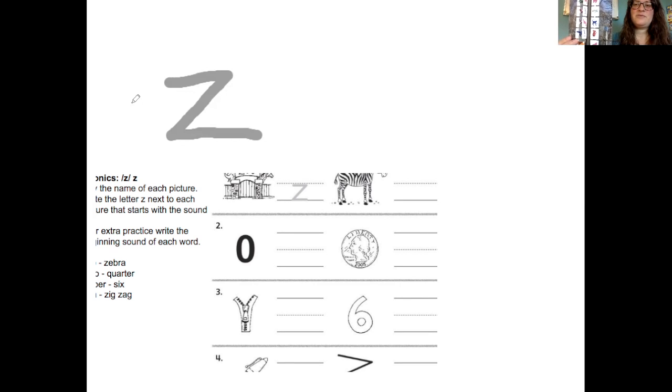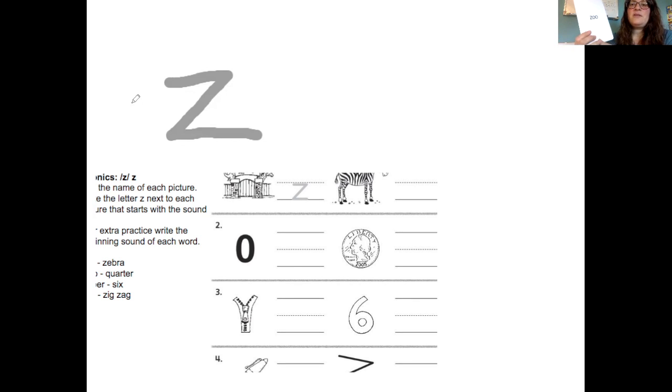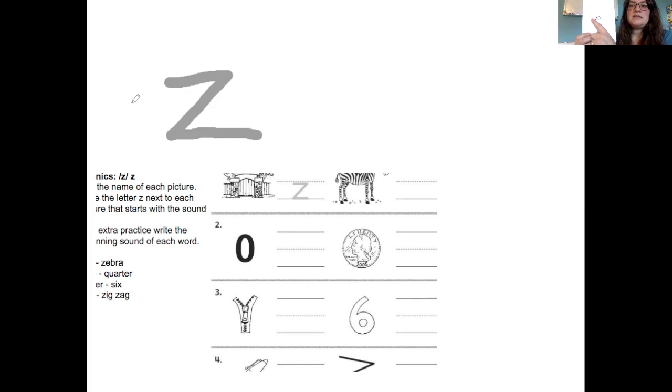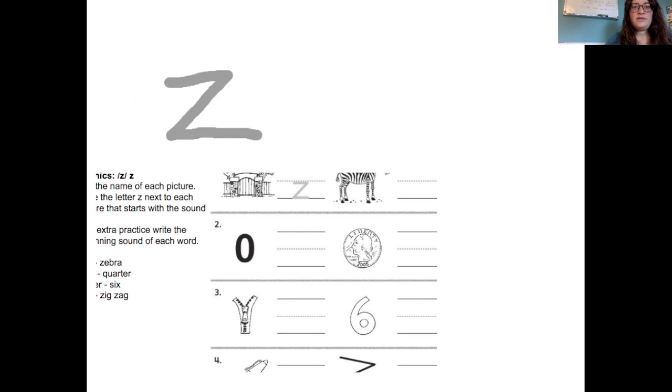And the last picture I have is a sign at a really fun place you can go with a lot of animals where they live. And that's called a zoo. Zoo. You say it with me. Zoo. Z-O-O. Two O's together say ooh. Z-oo. Zoo. Very good.